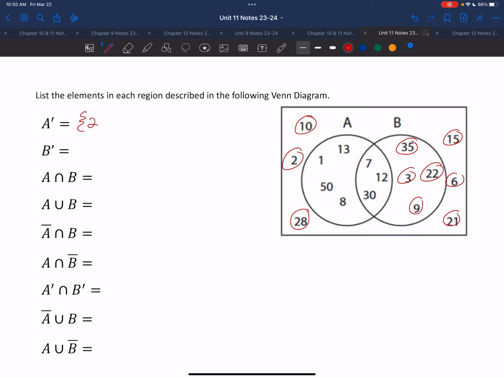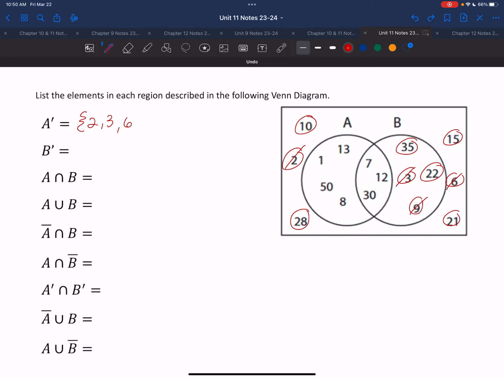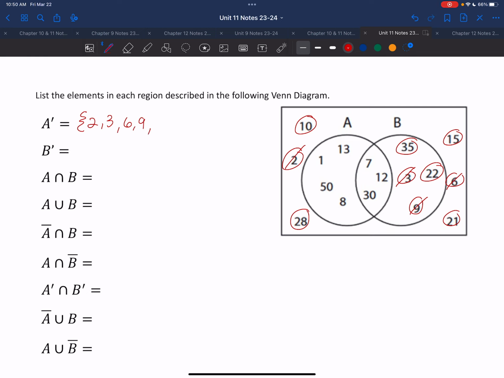I've got 2, 3, 6, 9, 10, 15, 21, 22, 28, and 35.